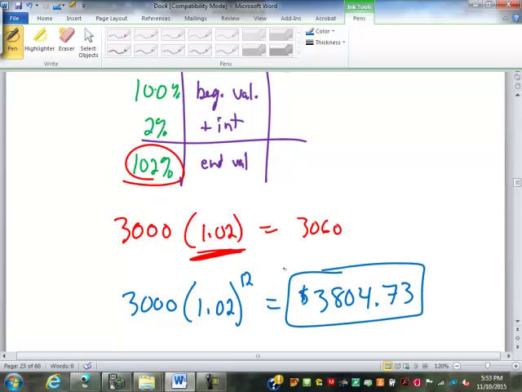Compare that to the $3,720 we had for simple interest. That's an extra $84.73. What do you think? Not so terrible? So let's take a look at this. There is a formula for compound interest.